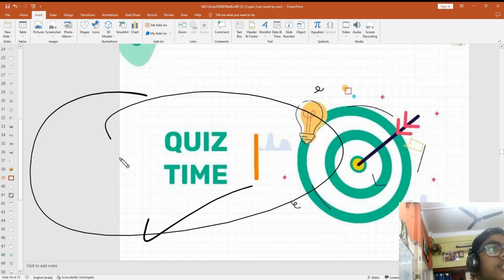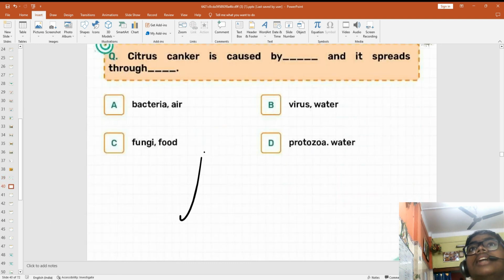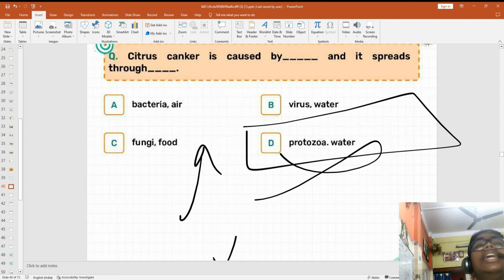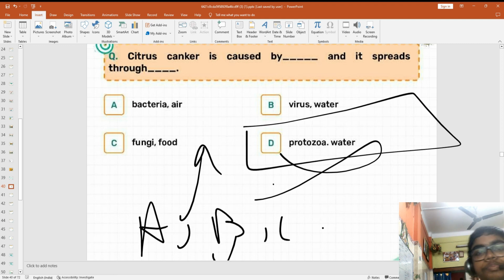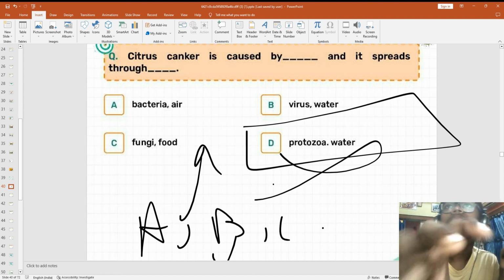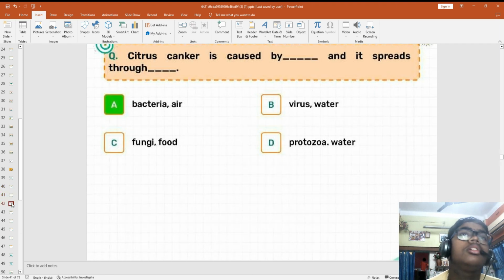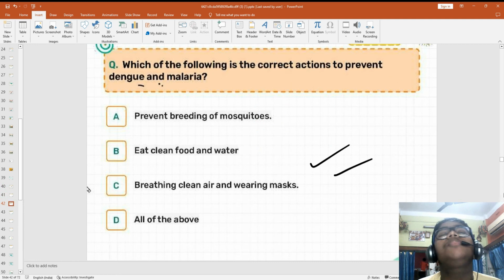Let's start the quiz about the diseases. Citrus canker is caused by: now I have only just told you, so option D I am cutting. Option D I have cut. A, B, C, please write. I am seeing your answers. Yes, bacteria. Very good.